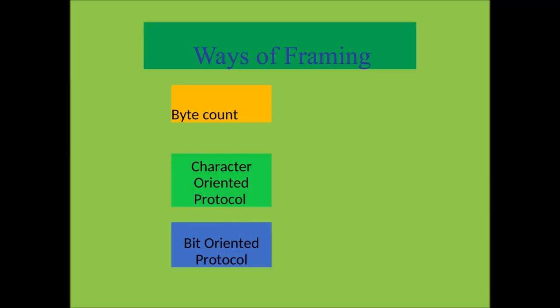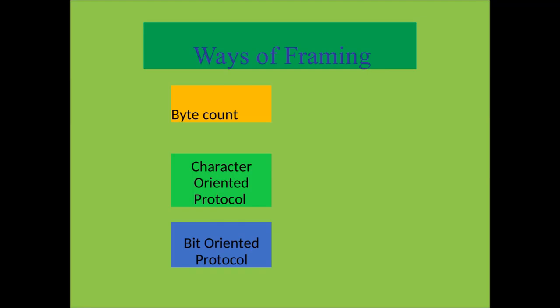Ways of framing. There are three different ways of framing: byte count, character oriented protocol, and bit oriented protocol. Data must be converted into some form. That form may be a bit, a byte, a frame, a packet, or a segment. These are different methods for data transmission. If we transmit a file from sender to receiver, that file is converted into some form. Those forms are called frame, packet, byte, and so on.